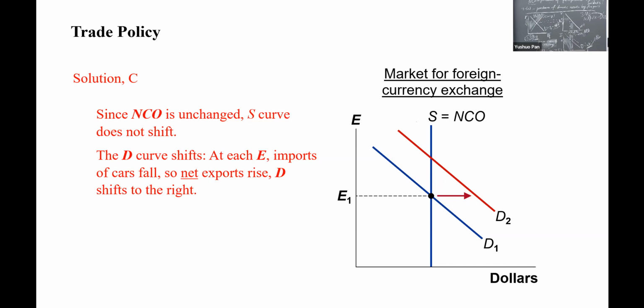So D shifted to the right hand side, because D is the net export, right? And the net export increases. So the D demand curve should also increase, which is going to shift to the right hand side. With a fixed exchange rate E, US citizens will export more products and import fewer products. So the net exports for the United States will go up. So D is going to shift to the right hand side.